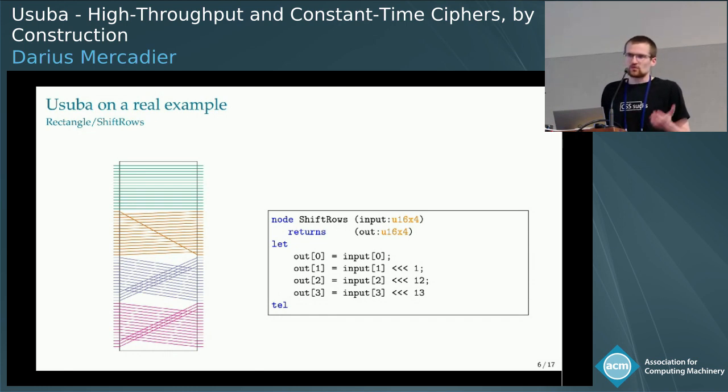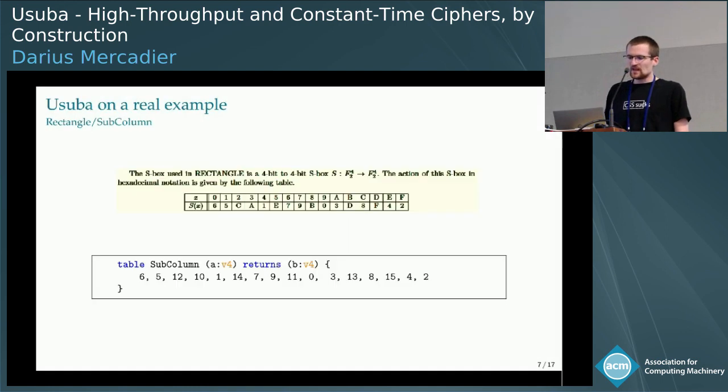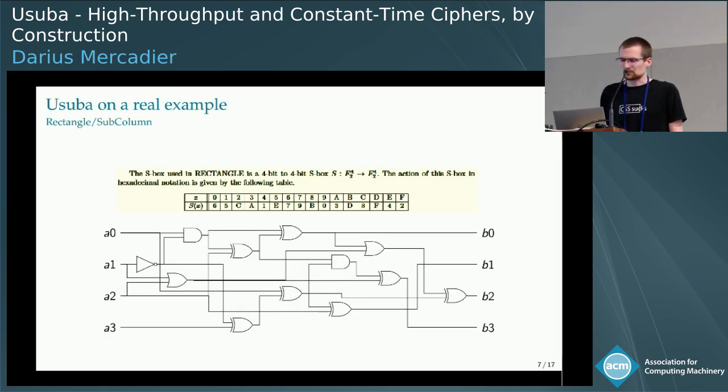And on top of that, Usuba will not generate any code corresponding to that node, because it can perform this instruction at compile time by just renaming the variables. So a permutation of each bit in the variable is just a renaming of your variables. Then you have SubColumn, which I've presented earlier. It's the S-box of Rectangle. Usuba allows you to write this as a table rather than a circuit to be closer to the specification, and it will replace your table with an efficient circuit during the compilation.